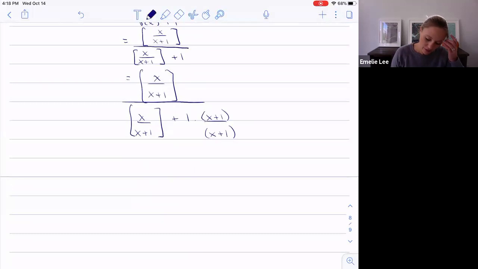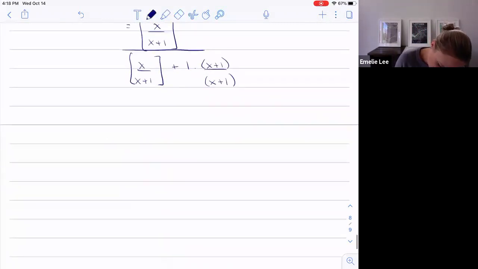So here we've got x over, and in fact, I'm going to start on a fresh page here. X over x plus 1 over x plus 1 all over x plus 1.